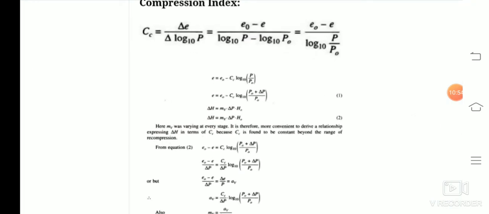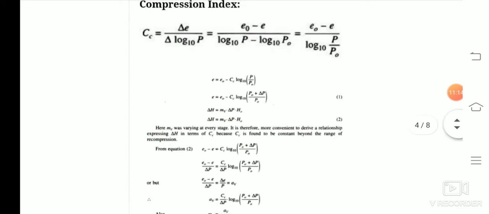So from this value of the coefficient of volume change, we can derive the formula for settlement of the soil. That is, the change in volume of the sample, delta H by H naught, per unit increase in pressure, that is 1 by delta P, is given by mv. So here we can easily write that delta H equals mv into delta P into H naught.